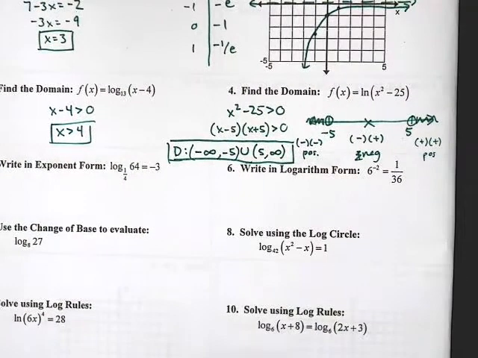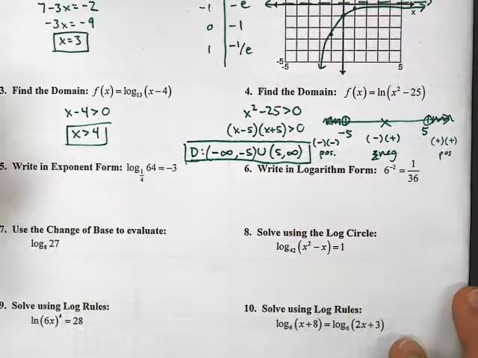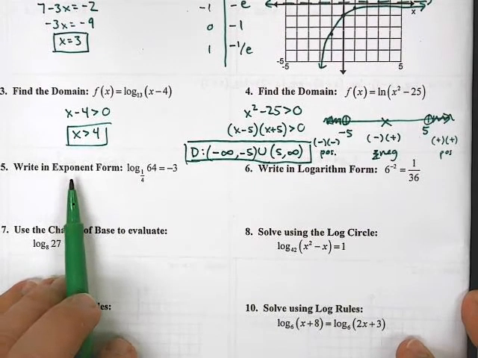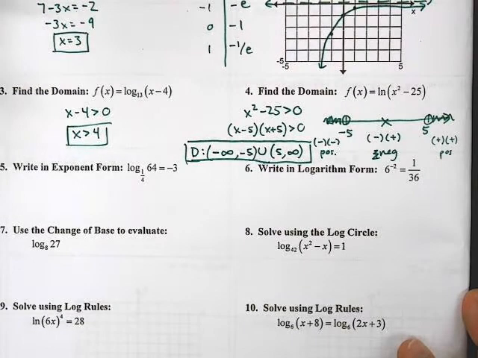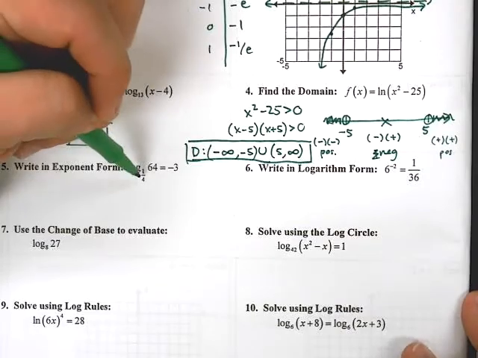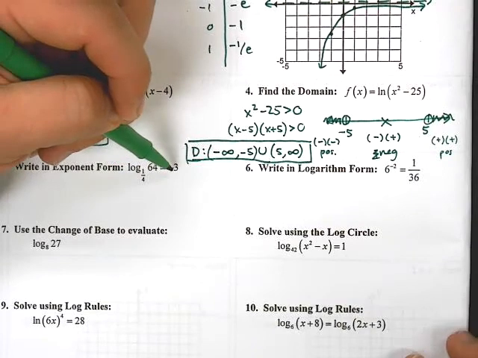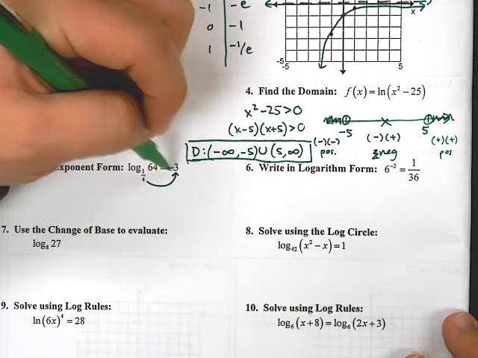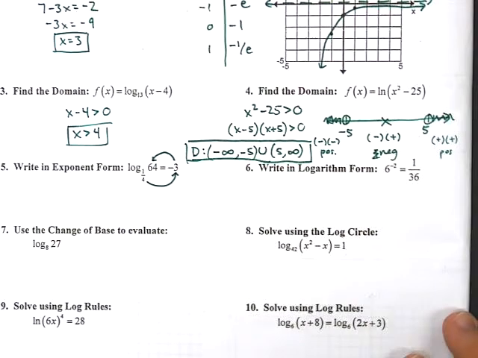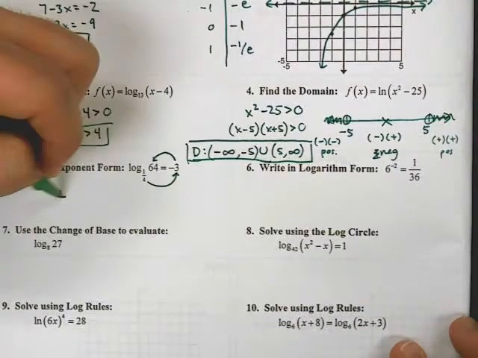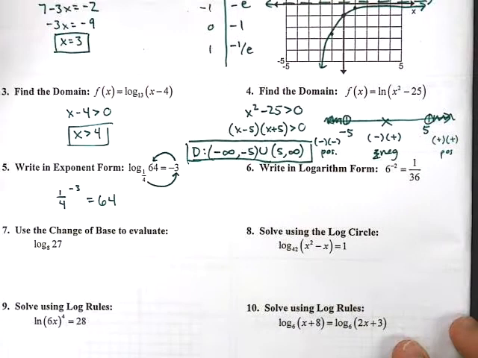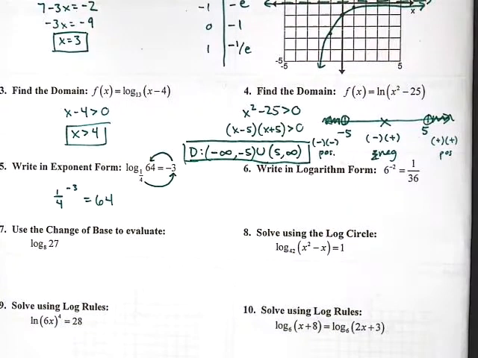Now, for the next few, lots of solving, lots of rewriting. Alright? If I have a logarithm, I can always change it to exponential form using the log circle. What do we say? If we have log base 1/4 of 64 is equal to negative 3, well then we have the base raised to this power will equal the argument. Alright, so 1/4 to the negative third is equal to 64. And that's all you need to do for that.